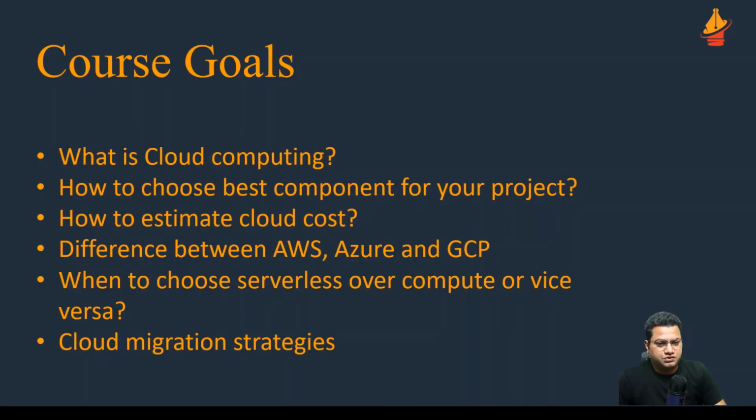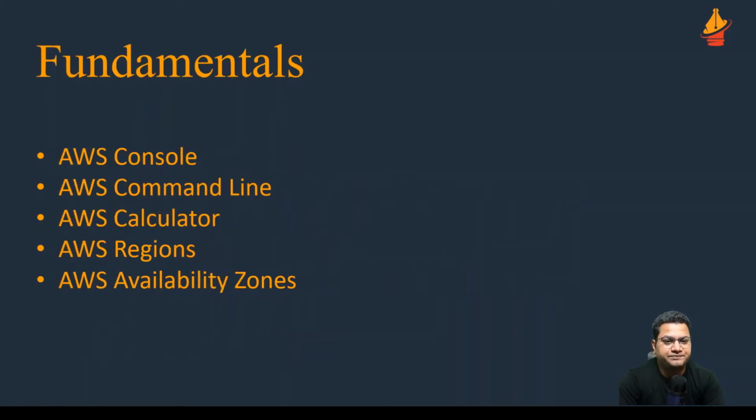After completing this course, the course goals are: what is cloud computing, what to choose as the best component for your project when you're thinking about cloud, how to estimate cloud cost, which is very important, and the difference between AWS, Azure, and GCP, when to choose serverless over compute or vice versa, and cloud migration strategies. So these are some of the high level goals, but if we talk about what we are going to cover in detail, let's have a look.